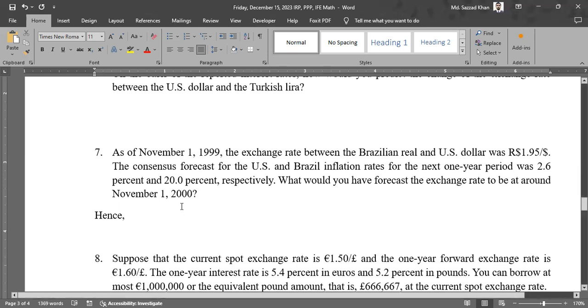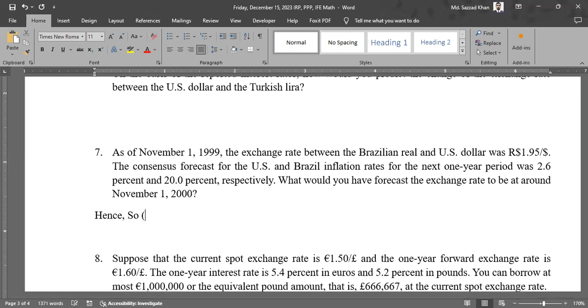Number 7 is nothing but the exchange rate between Brazilian real and US dollar. So this is the spot rate, Brazilian real per US dollar. It is 1.95. Okay.